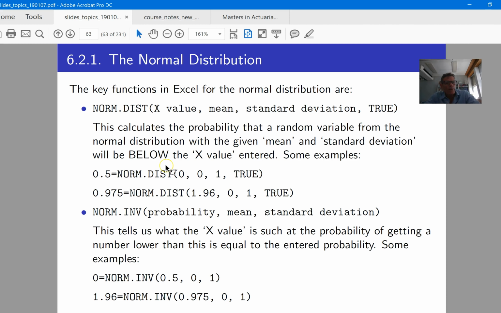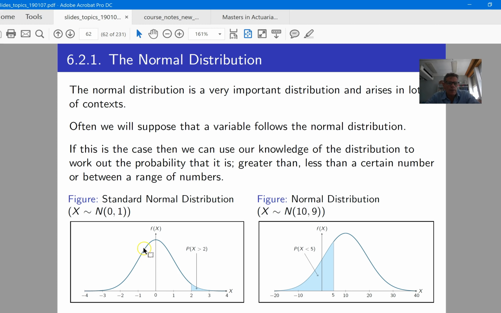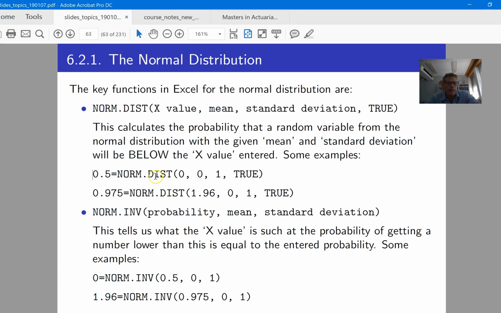That's one way to do normal. You'll get a chance to practice this in some of the tutorial work that you're doing, so don't worry too much if this is a bit obscure, but essentially what we're doing is taking this standard normal distribution and answering questions. The first set of questions we're answering is, if you tell me a value of x, I can tell you the probability. That's what normdist does.